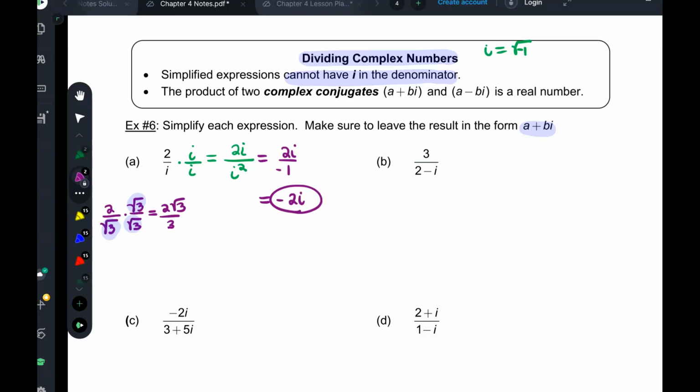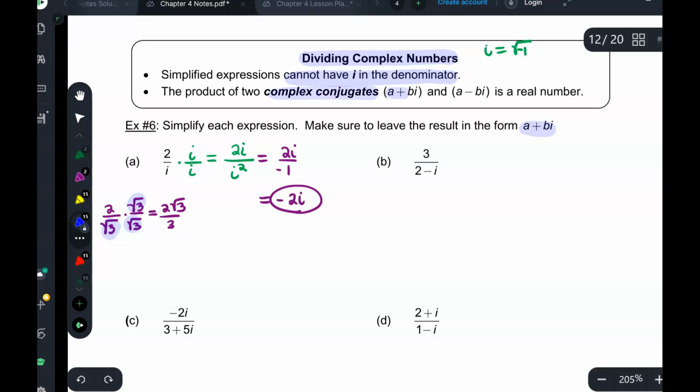Okay, now I have 2 minus i in the denominator. What we are going to do is use what are called complex conjugates. So if I have a plus bi and a minus bi, and I take the product, meaning multiply them, it will always result in a real number. Okay, so let me take a look at this.